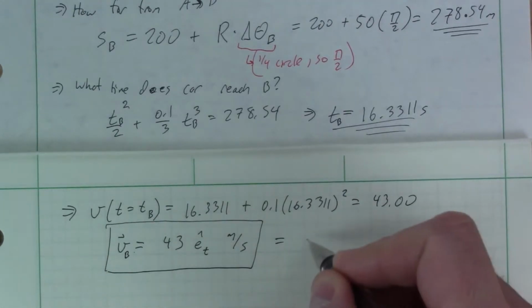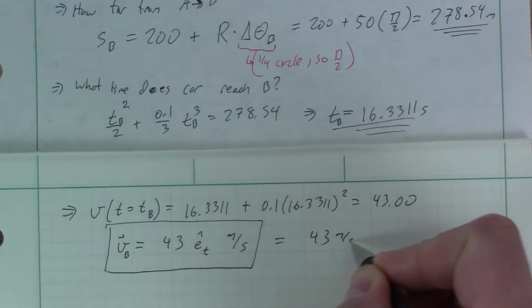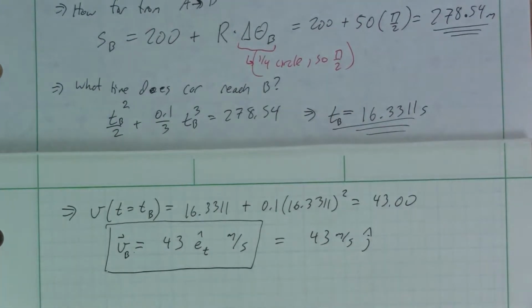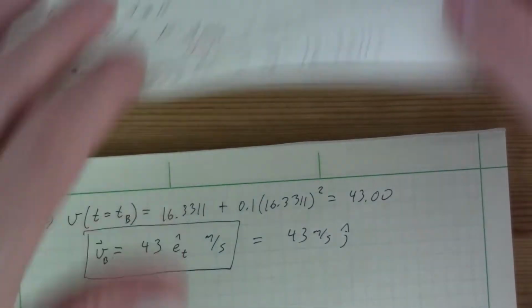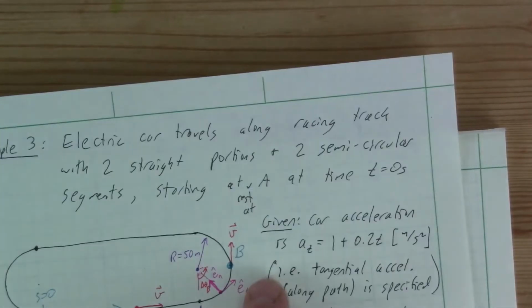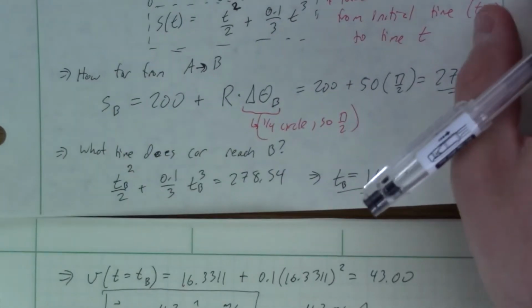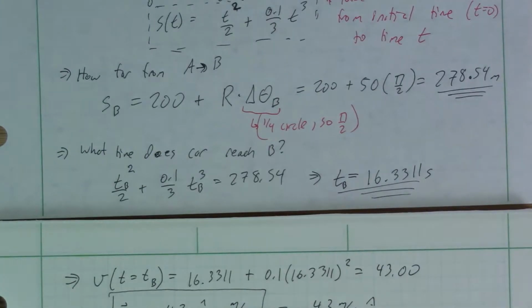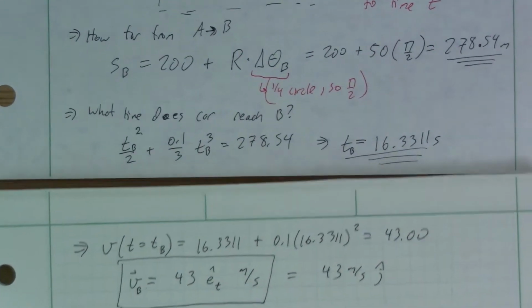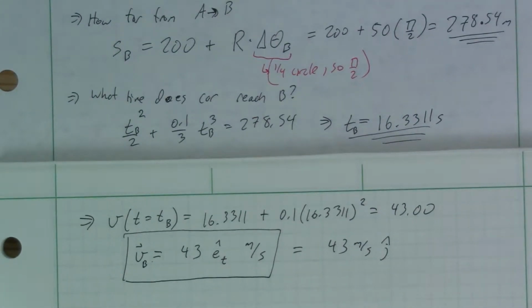Note here that this is actually 43 meter per second j hat, because at b, the tangential unit vector is perfectly up, right? In the j hat direction. If we were asked to also do this for the Cartesian.